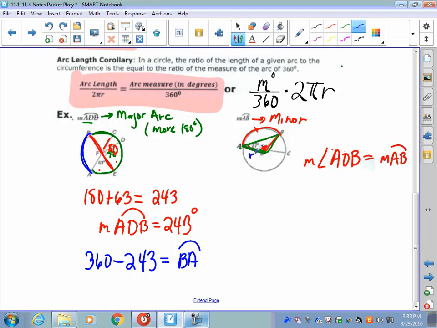Radius. The part from O to B. It is also a radius. So, do y'all see that we have these 2 radii here? And if they're both radii, they're going to be both congruent.